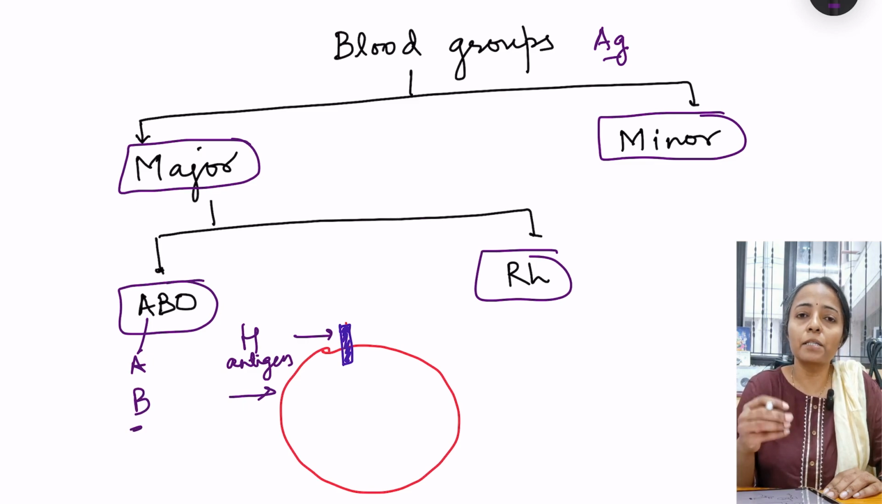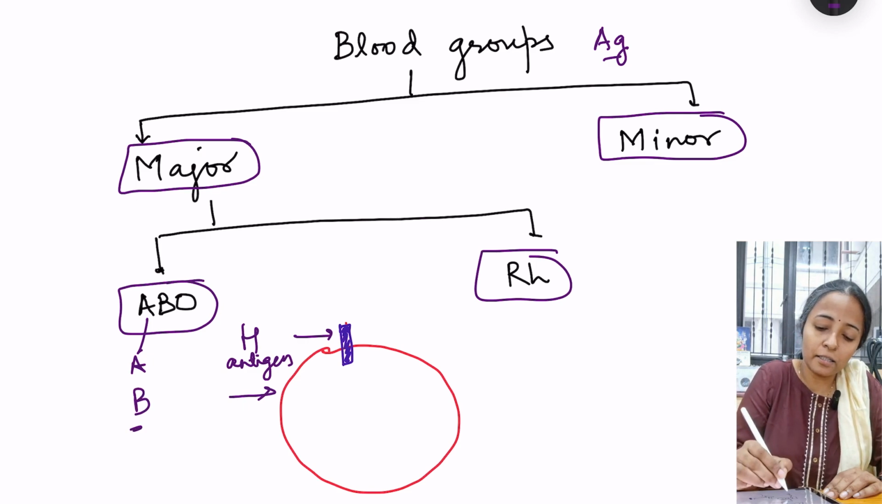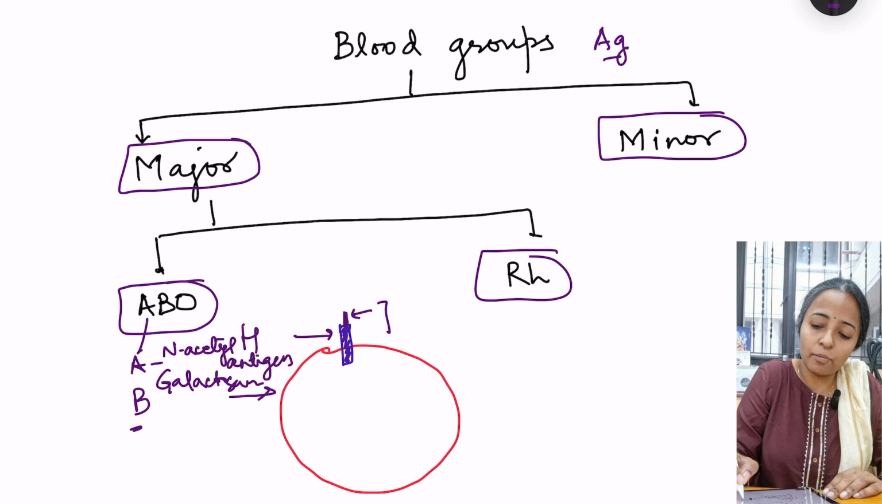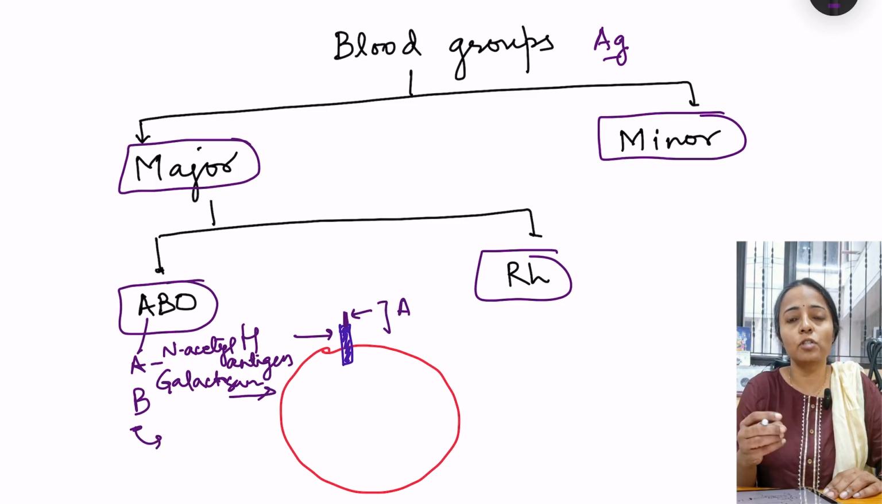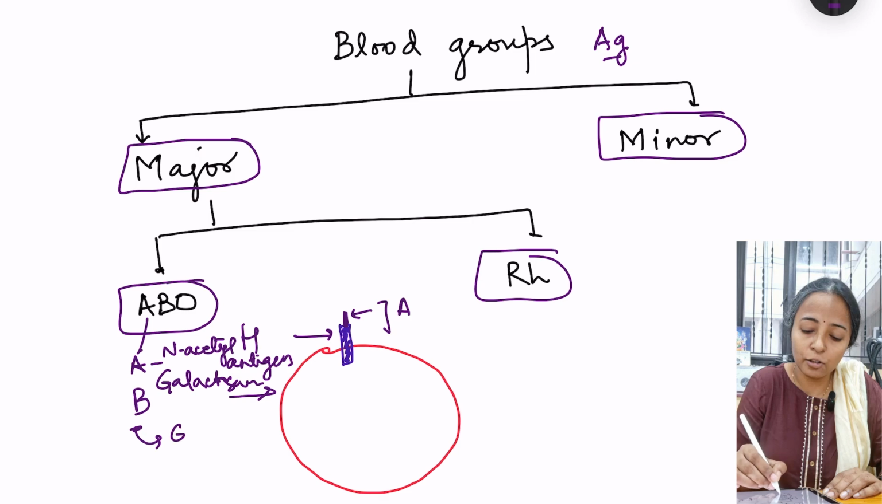If there is a gene which adds a component, N-acetyl galactosamine, so that one moiety is added here, this will be known as the A antigen. On the other hand, if there is a gene which adds galactose on this, that will cause the B antigen to be present.